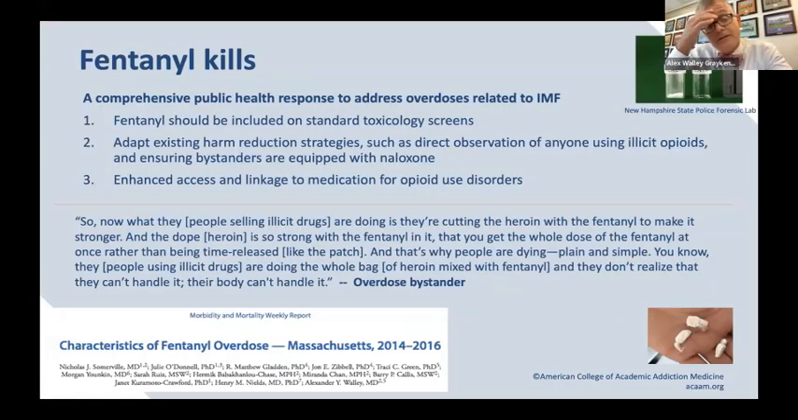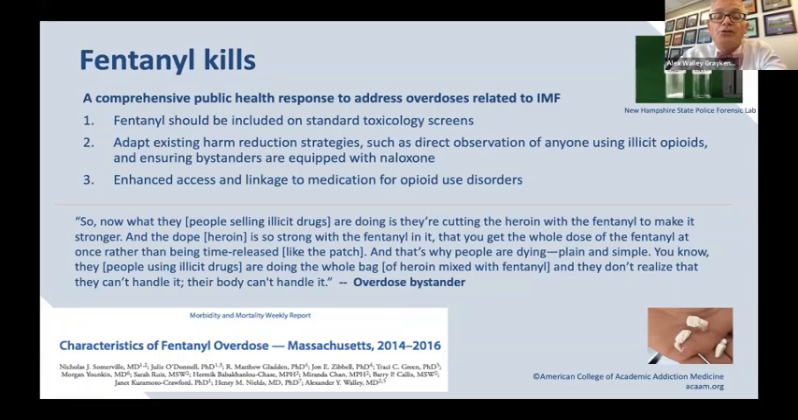So fentanyl, it kills. We have a drug supply problem. We noticed this in Massachusetts. It took a while, but we noticed in 2015, 2016. We did an epi-aid investigation in southeastern Massachusetts looking at deaths and survivors, overdose deaths and overdose survivors. This quote kind of sums it all up.